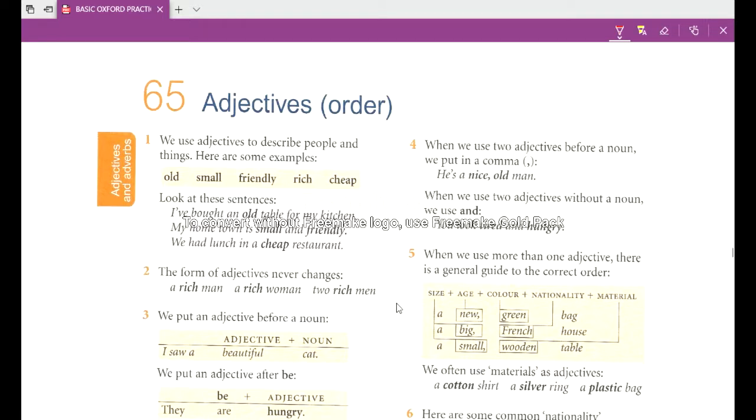Time is going, and we have to see a new subject. So let's talk about adjectives. Okay, just the order of the adjectives.